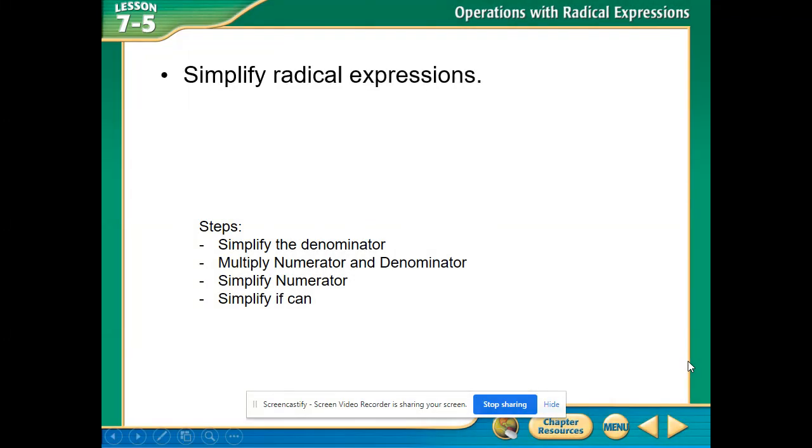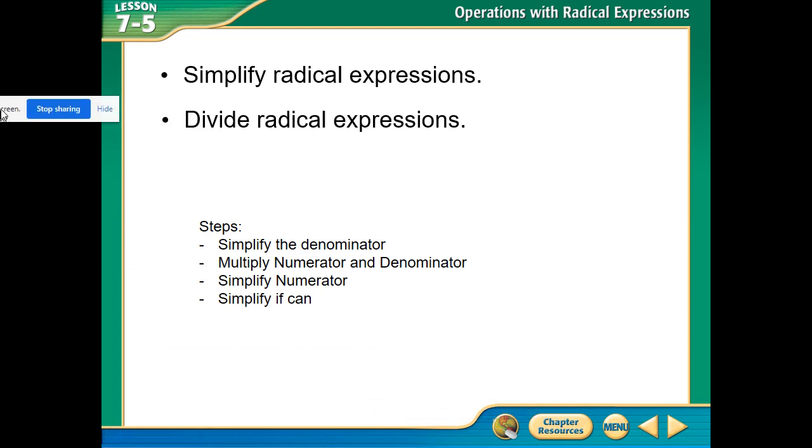All right, today we're going to continue on with our operations of radical expressions. So we are going to be simplifying them, but mostly we'll be just looking at dividing the radical expressions. So how do we go ahead and do that?